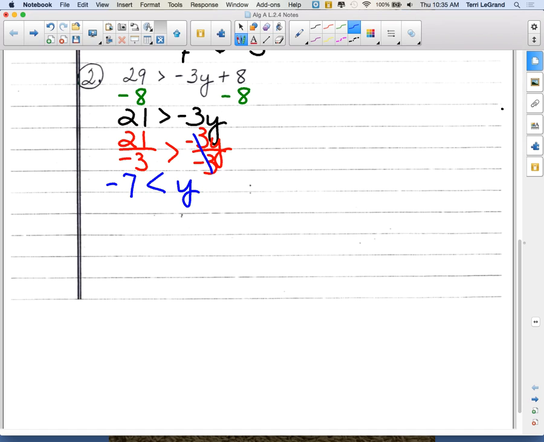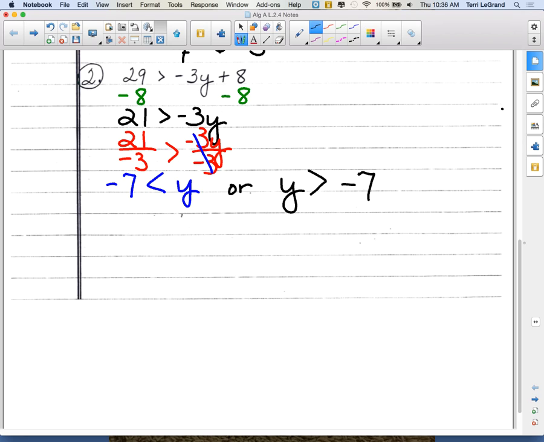So can we reverse it again? Are we allowed to do that? Yeah. All we're going to do is reverse it so that we're just going to rename it. We want the y on the left side and we want the negative 7 on the right side. So if we're going to do that, we've got to flip that over, don't we?